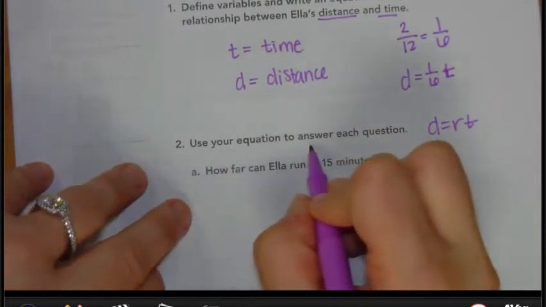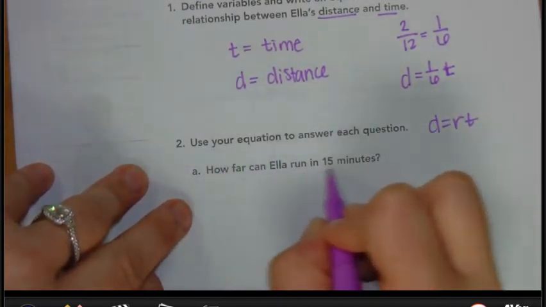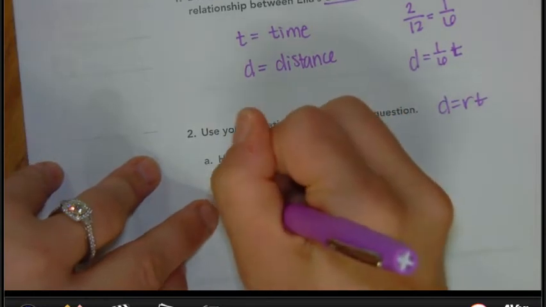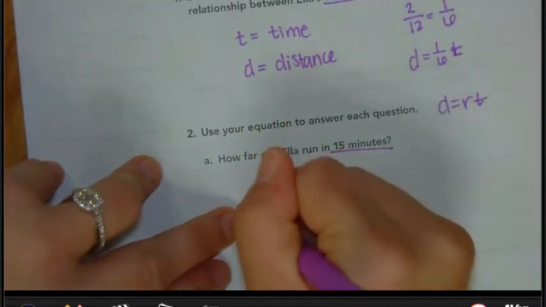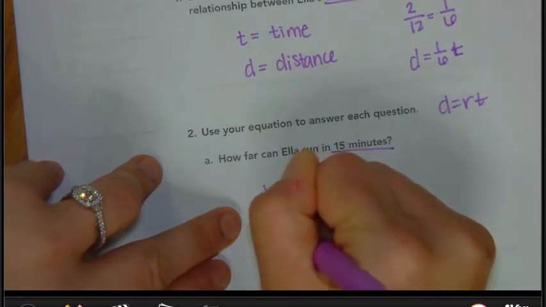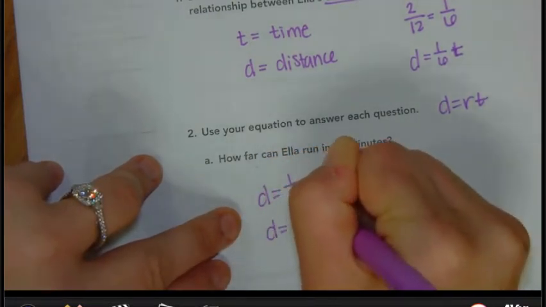All right, use your equation to answer the following question. How far can Ella run in 15 minutes? Well, I'm going to have d equals 1 over 6 t. I know the number of minutes, so d equals 1 over 6 times 15.